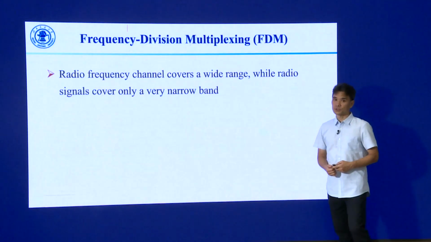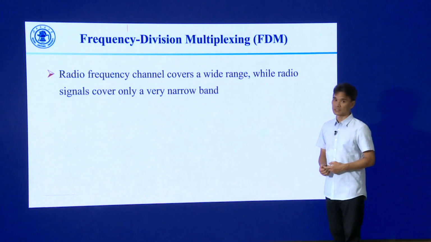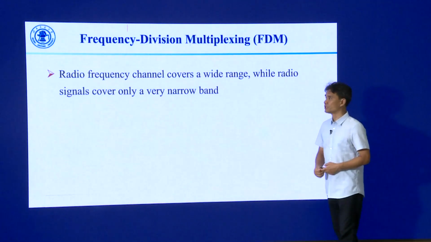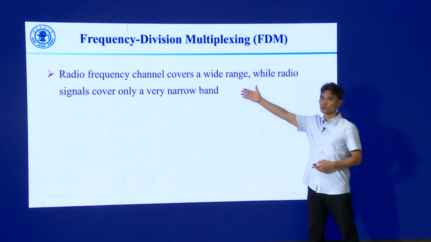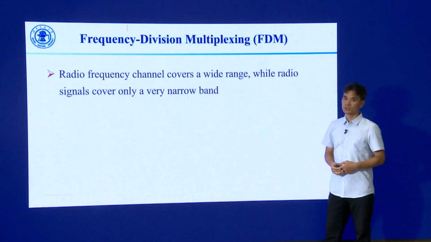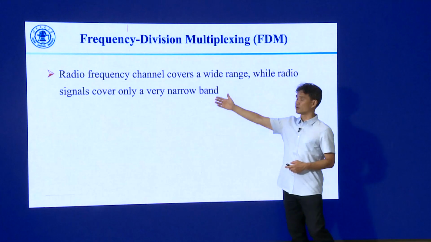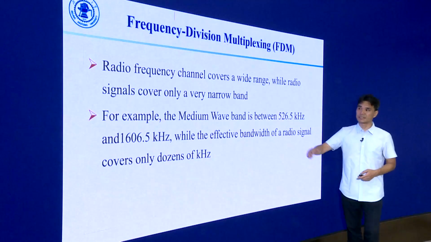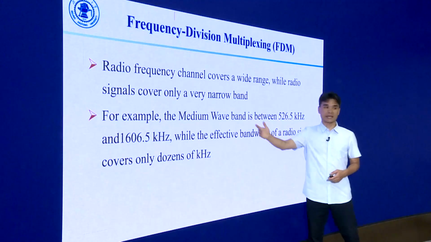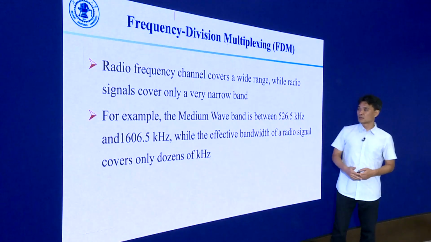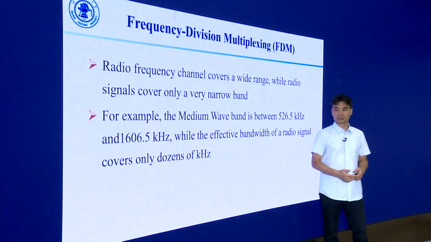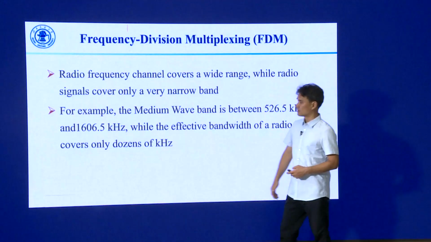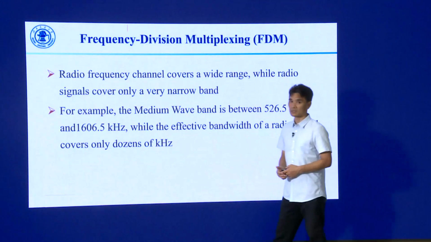Next, we're going to introduce the concept of frequency division multiplexing. In general, the radio frequency channel covers a large range, but each radio station only needs a very narrow band for broadcasting. Here is some data for the medium wave band. It covers more than 1,000 kilohertz range, but for a radio station, the radio signal only needs dozens of kHz.